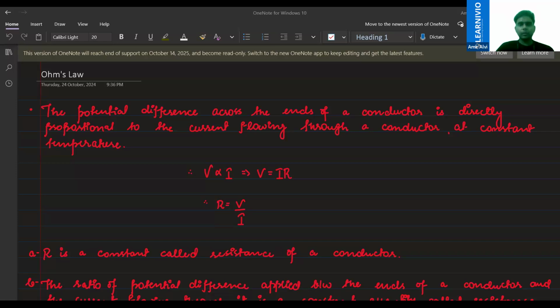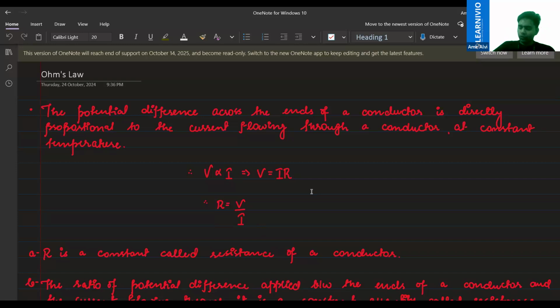So in this class, we are going to start Ohm's law. Okay, everyone. So in this class, we are going to discuss Ohm's law. Let me tell you what Ohm's law is basically.